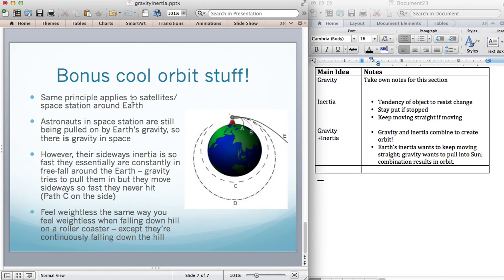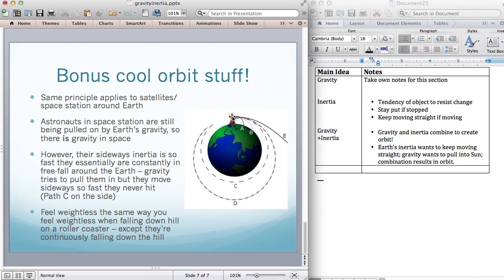The same principle applies to satellites and space stations that are around the Earth. If you are in the space station, you are still being pulled on by Earth's gravity. There is gravity in outer space. Despite everything you've been told so far, there is gravity in space. Earth is still pulling you in, but your sideways inertia is so fast that you are essentially constantly falling around the Earth. Gravity tries to pull you in, but you move sideways so fast that you never hit.